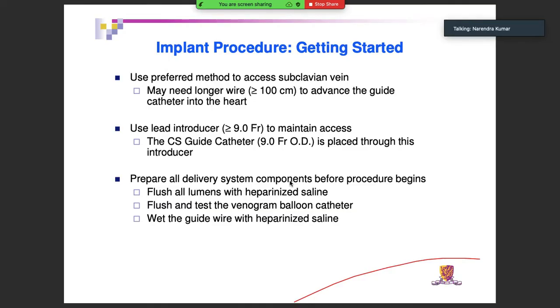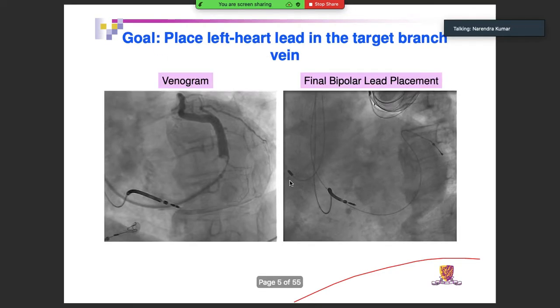For example, flush the lumen, test the venogram balloon catheter, and wet the guide catheter with heparinized solution. Heparinized solution is very important. During the venogram, you try to visualize the coronary sinus anatomy. For example, here is the balloon, and then the final results when you have placed the bipolar lead as well.